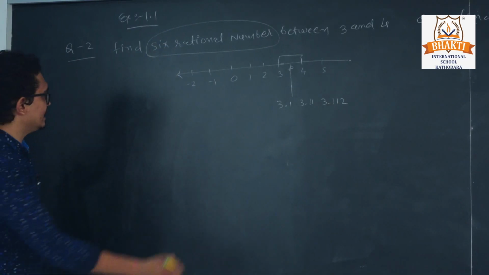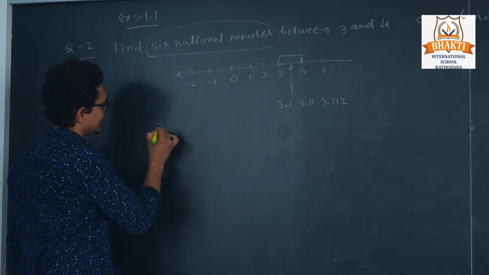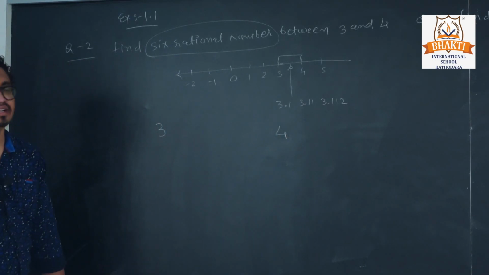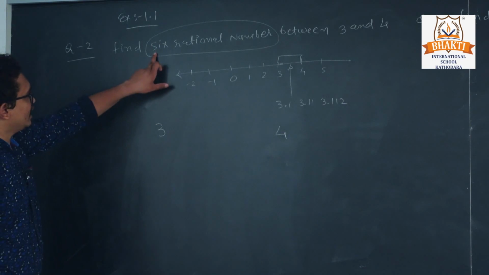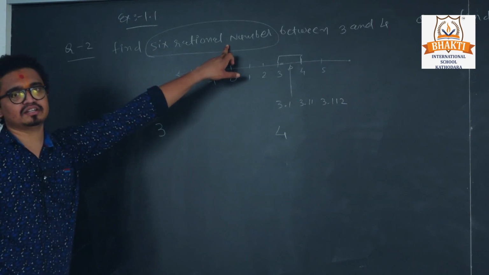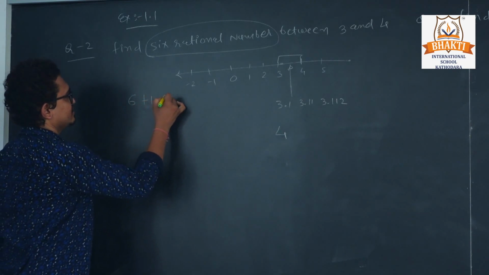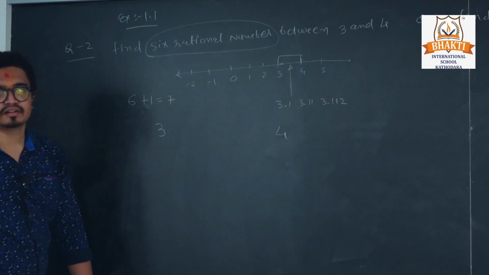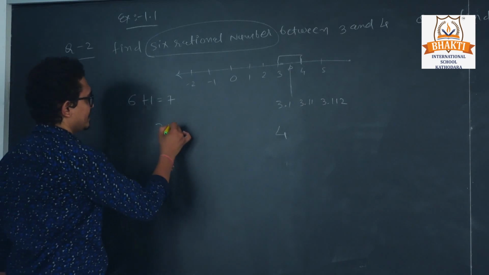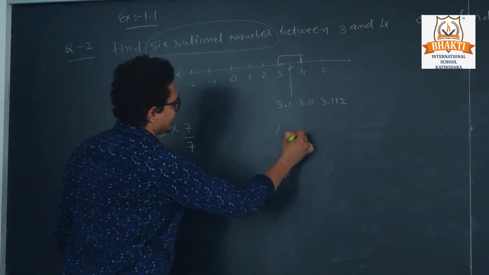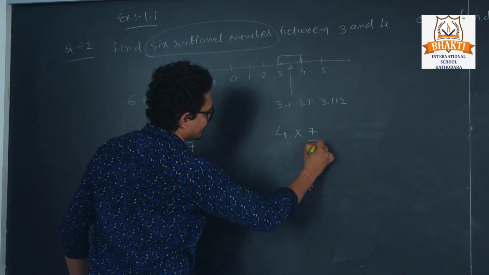So we are starting. Suppose we write 3 and 4. How many rational numbers do I want to find? 6. So we add 6 plus 1, so we have 7. Now we multiply and divide with 7. We can also perform the same with 4.